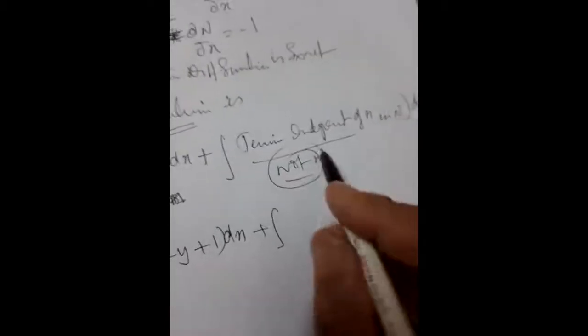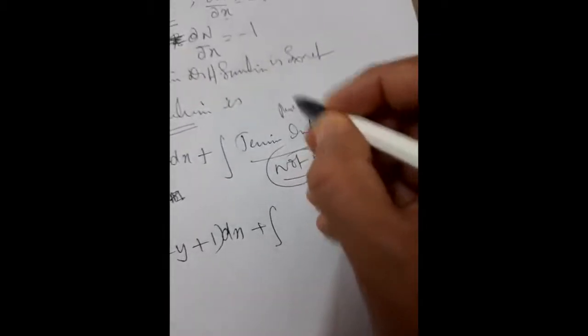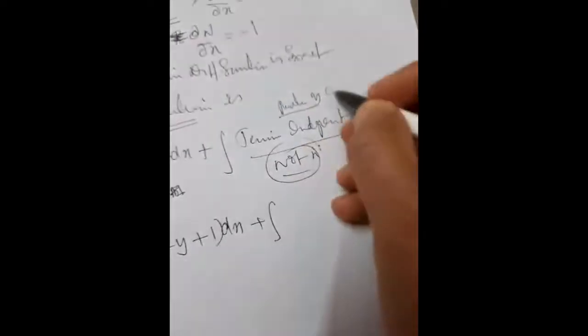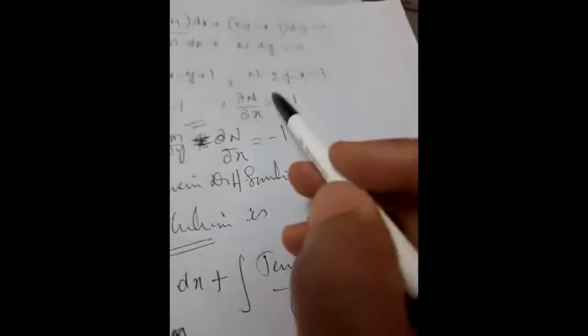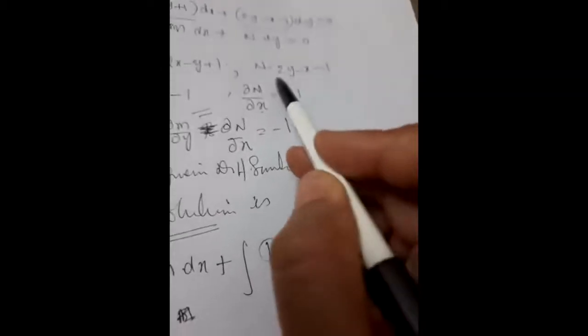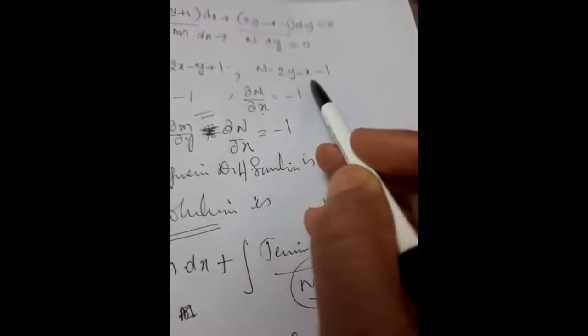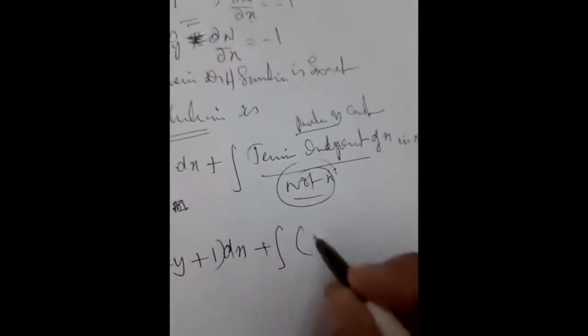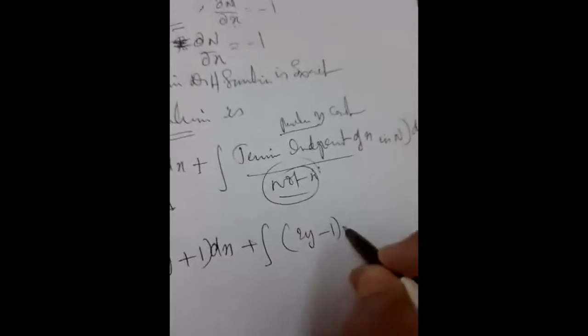Not x means what I said? Here it can be purely in terms of y or constants. Here there is 2y, so purely in terms of y. Not x is what I said, so you should not write the x term. Constants, you should write the constant. So it will be 2y minus 1, dy, equal to c.